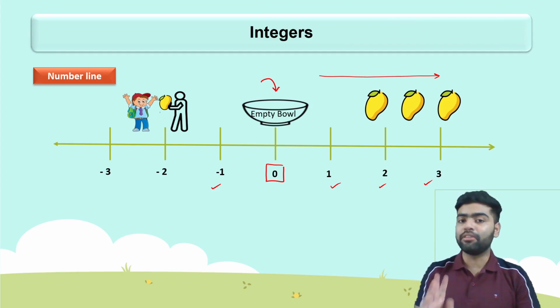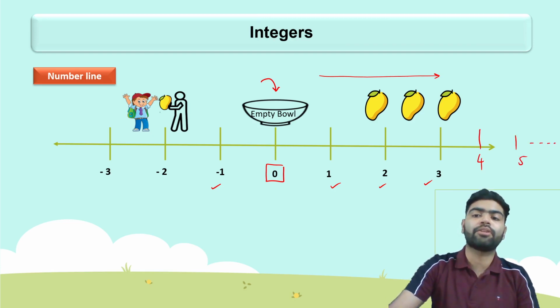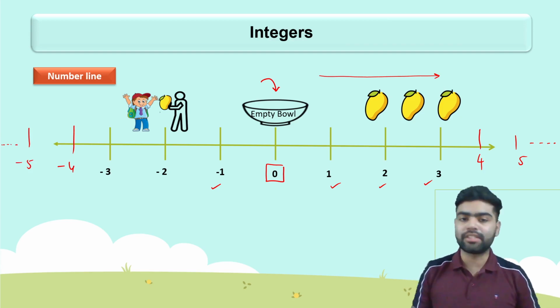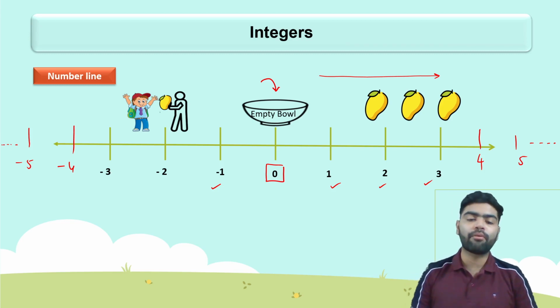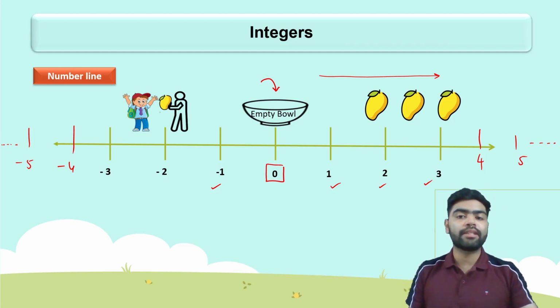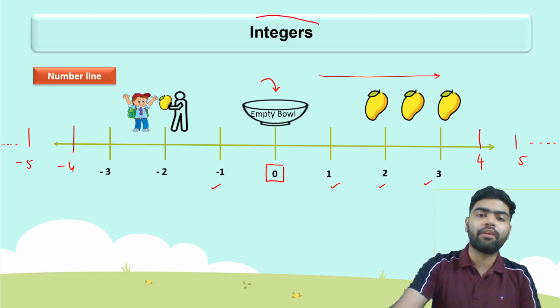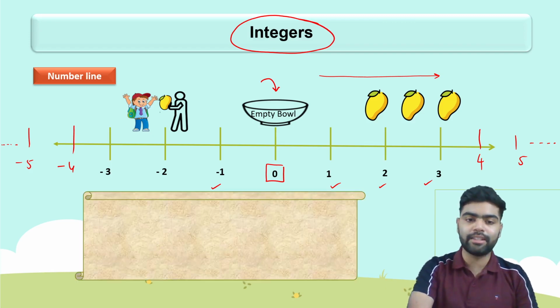But notice one thing, the numbers do not end over here. I can go forward. There is a 4, there is a 5, and it goes on like this. There is a -4, there is a -5, and it goes on like this. So it can be infinitely extended on both sides. So all the numbers like 1, 2, 3, 4, -1, -2, -3, -4 along with 0 will be known as integers over here.